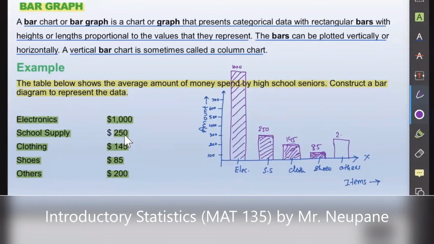Okay, $200. So this diagram I created here, this is called the bar diagram. Is it looking beautiful? Yeah. Yeah, there we go.